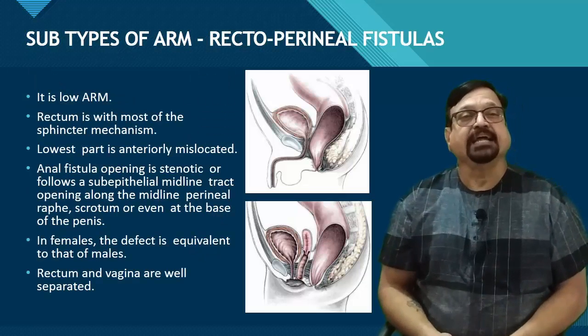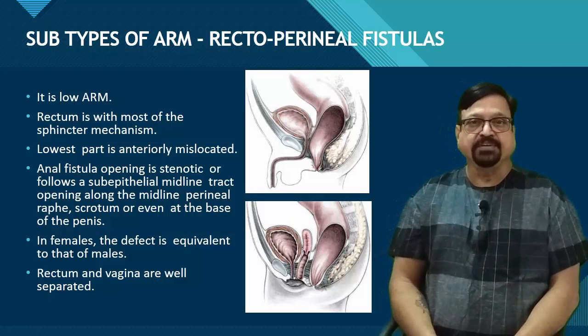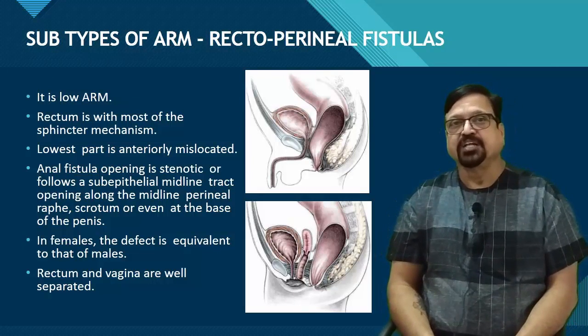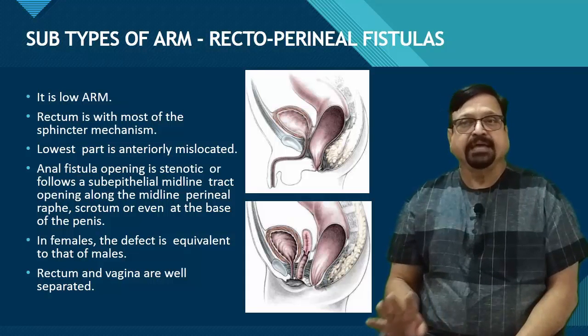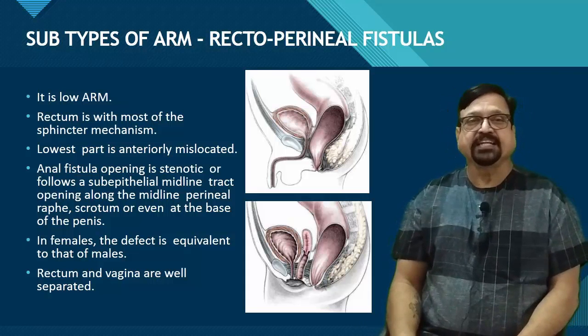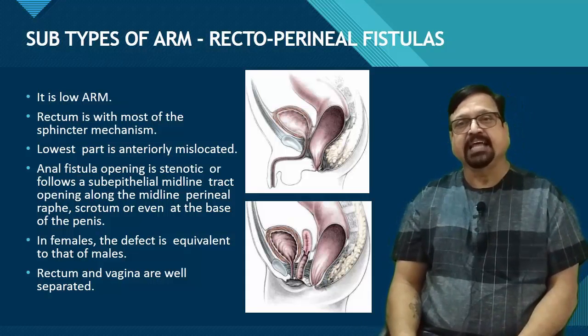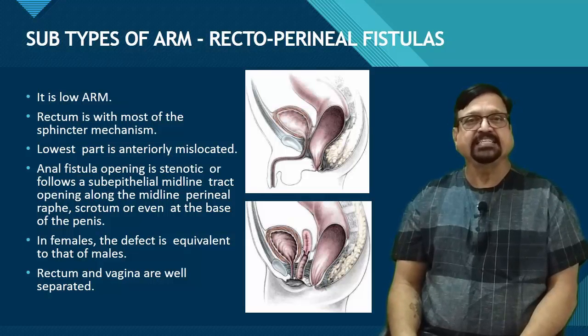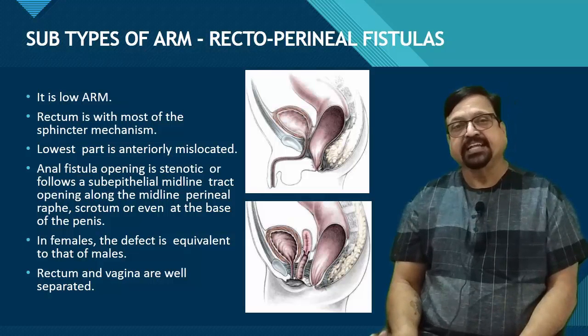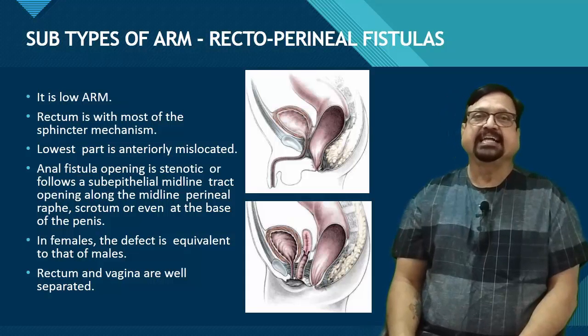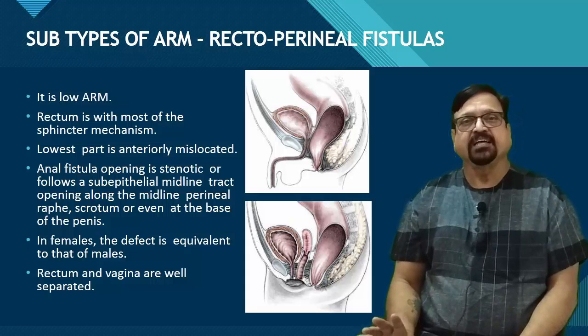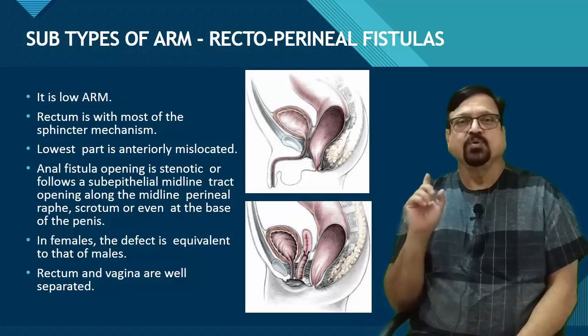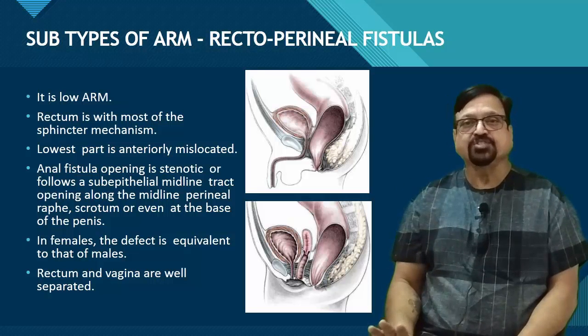Now what are the subtypes? Subtypes are better explained with the help of these diagrams. Now subtypes of recto-perineal fistulas, which we are going to see in detail with these diagrams. This is a low ARM, a low variety of ARM. The rectum is with most of the sphincter mechanism. Then the lowest part is anteriorly mislocated.